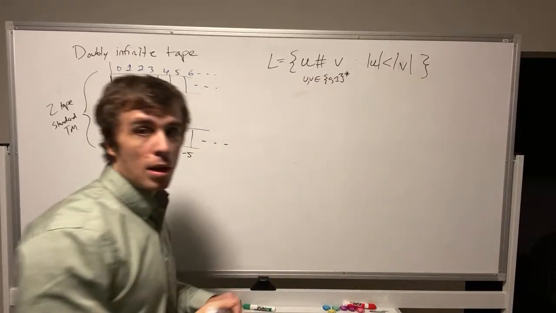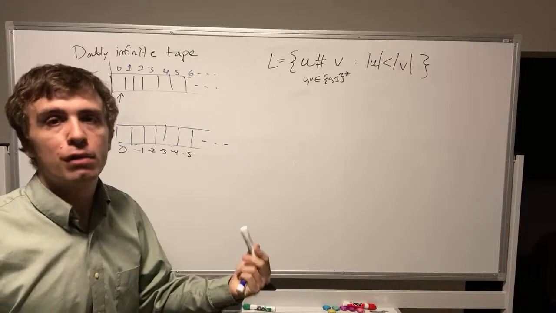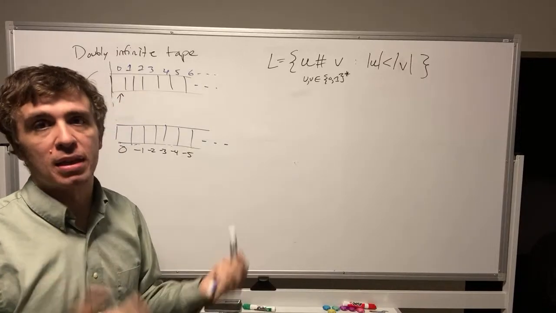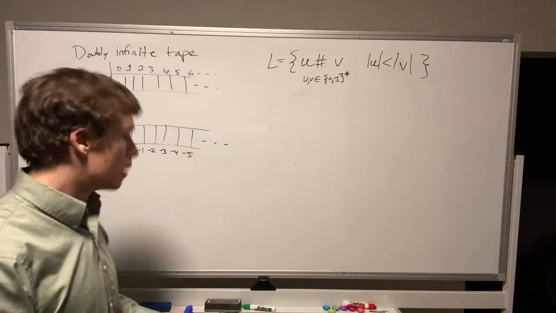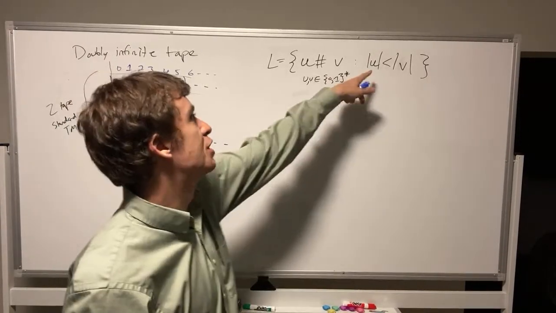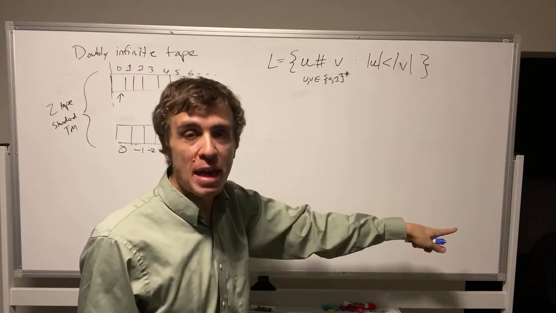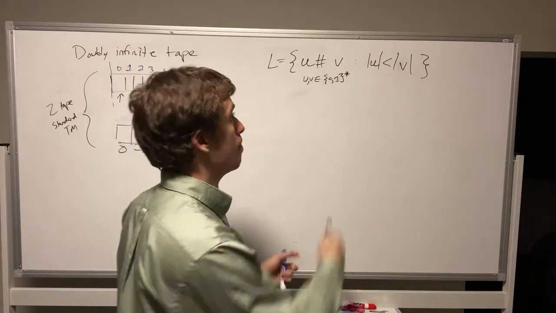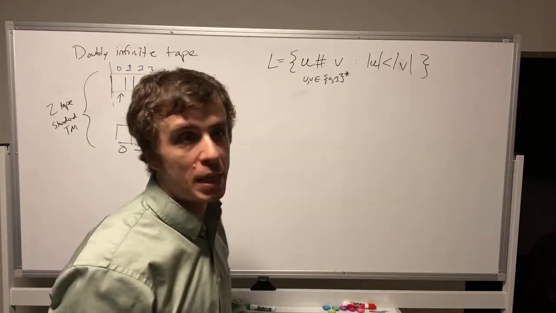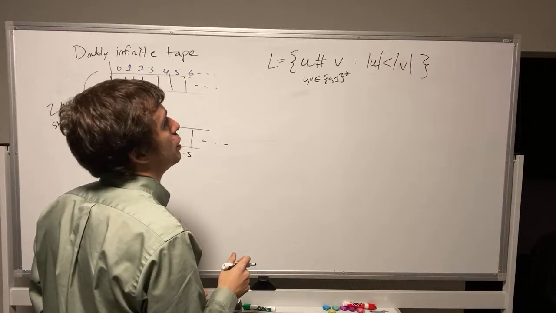Okay, so effectively we're just checking length. It doesn't matter what the strings themselves are, it matters what the lengths are. Because this is a strict inequality, we need to see at least one thing on the right side, more than what the U part said. So, what's one way we can do this?